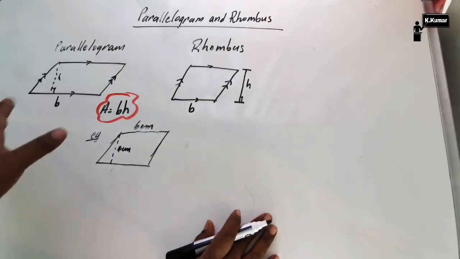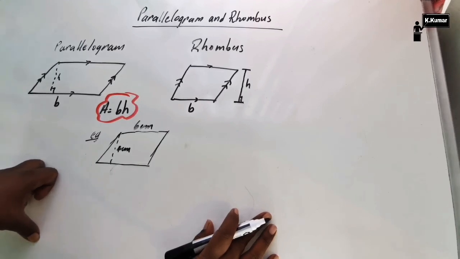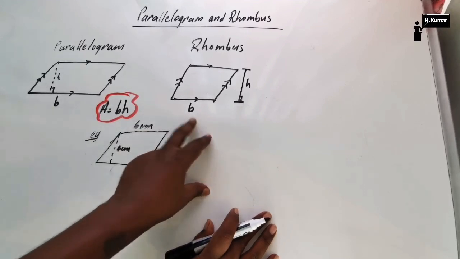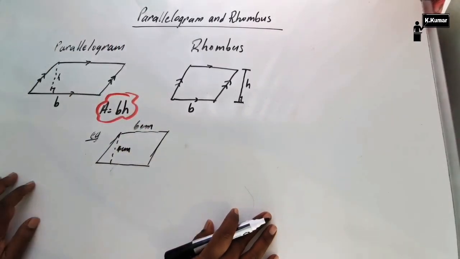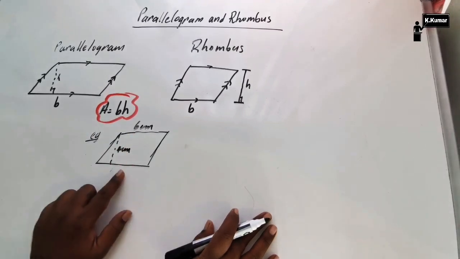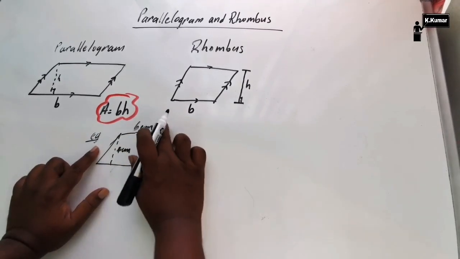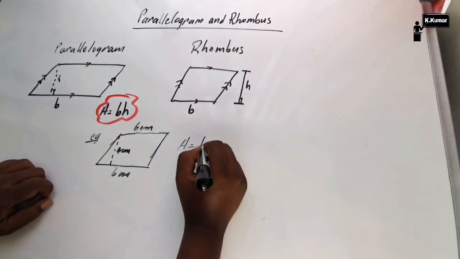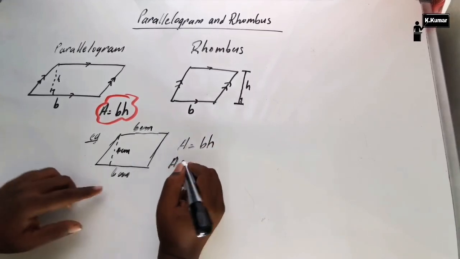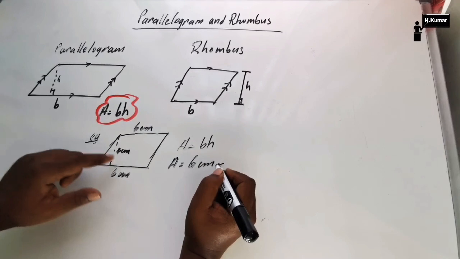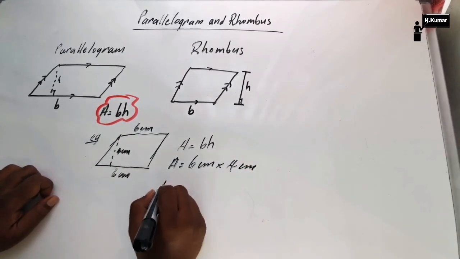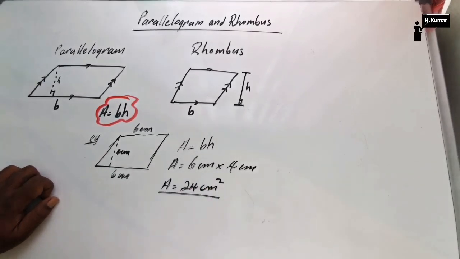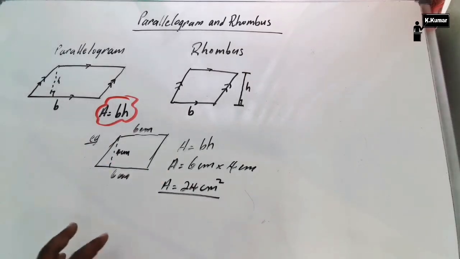Now, with both of these shapes, the opposite sides are parallel, and that means the opposite sides are equal, right? So in this one, I said the base is at the bottom, but if you notice, they give you the length of the top. What this means is that this side and this side are the same length, and same goes for these two. So if up here is 6, then the base is also 6 cm. So area is equal to BH. Area is equal to the base, which is 6 cm, times the height, which is 4 cm. The area is equal to 6 fours, 24 cm square. And that's how you find the area for a parallelogram or a rhombus.